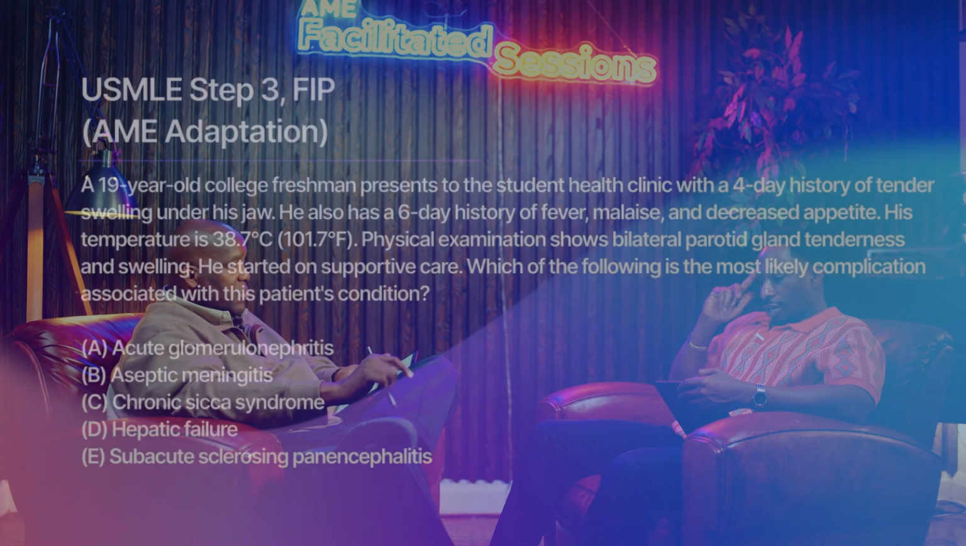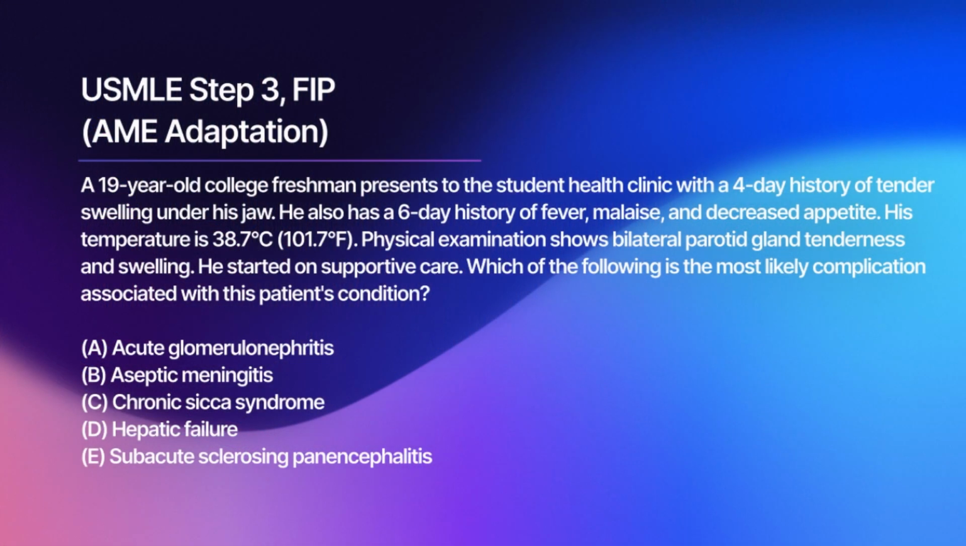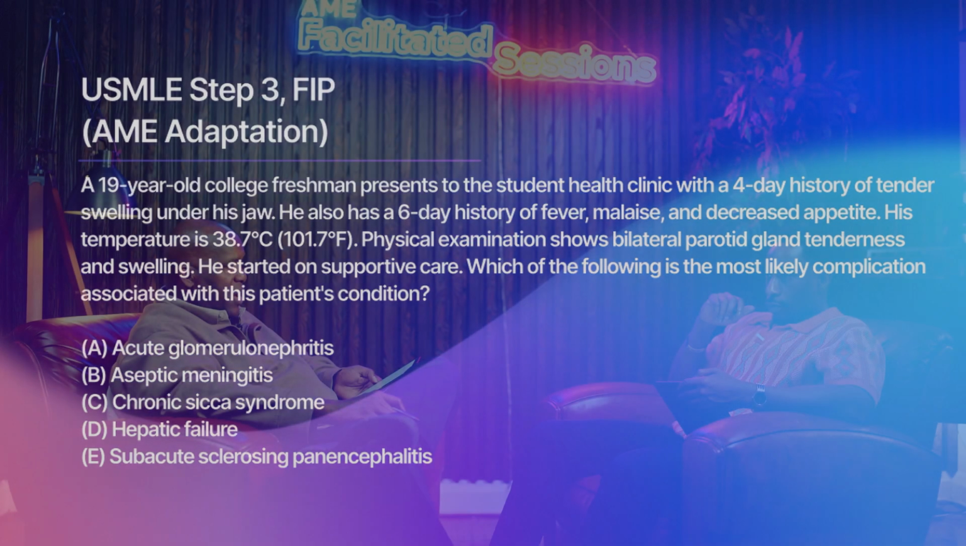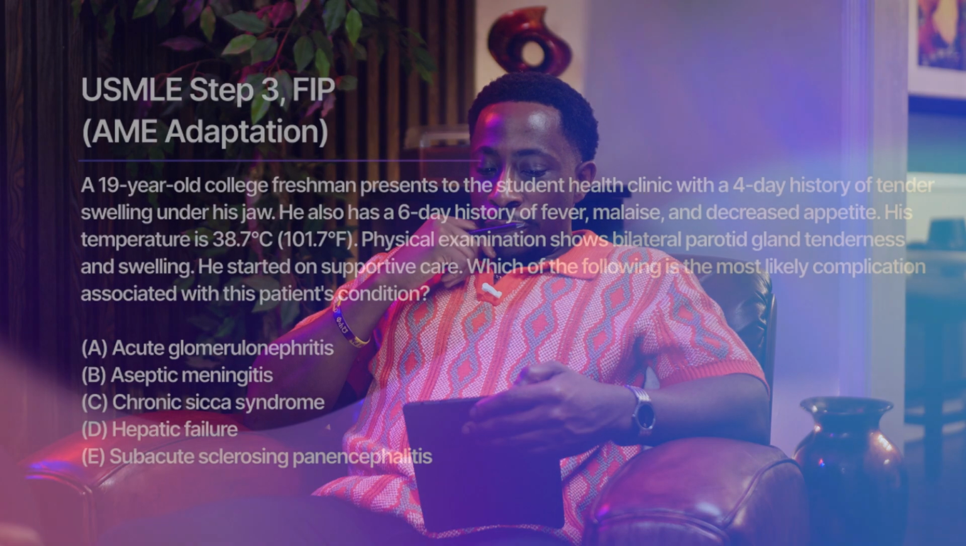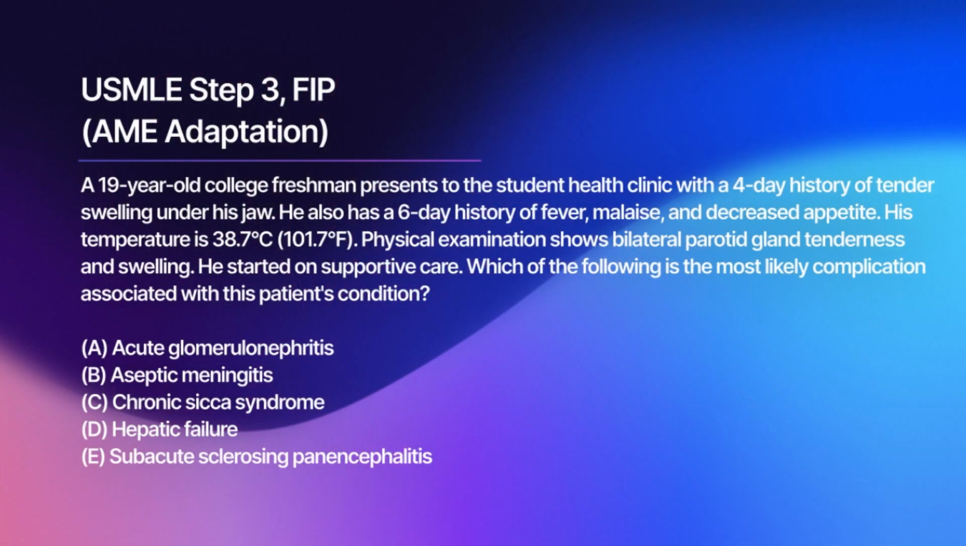So let's go to D. Hepatic failure. That's out. Any reason or just visceral response? No recollection of mumps having anything to do with hepatic failure and hepatic insult. Yeah, visceral. Okay. Out. And then E, subacute sclerosing panencephalitis. That's absolutely out.